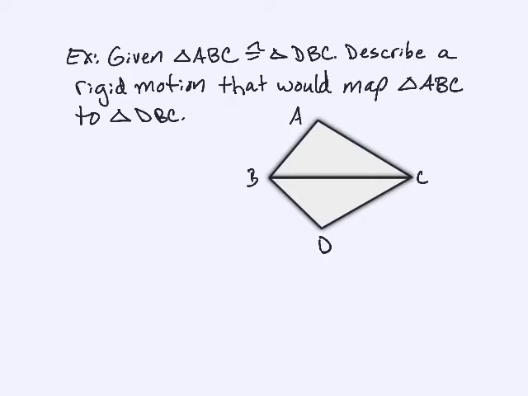Okay, so to describe that, you could say it in words. You could say reflection, or reflect over BC. Okay, you could also say it in symbols, just lowercase r BC, and that is sufficient to map one to the other.